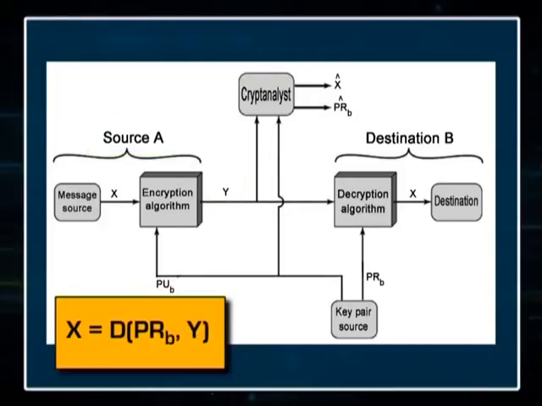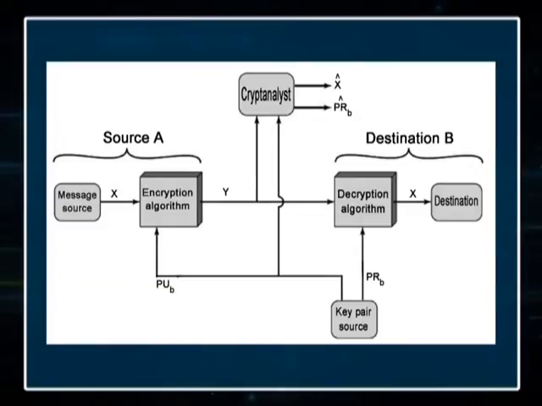The intended receiver in possession of the matching private key is able to invert the transformation by using X = D(PRb, Y). The challenger, observing Y and having access to the public key of B but not having access to the private key of B or X, must attempt to recover X and the private key of B.